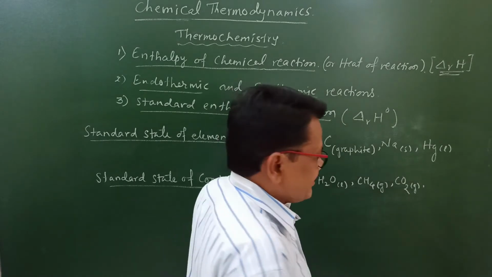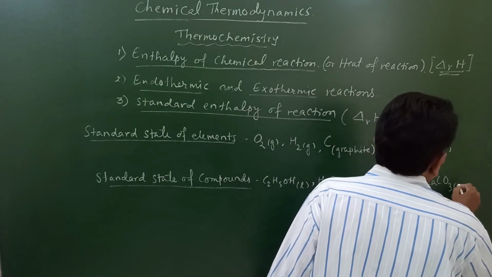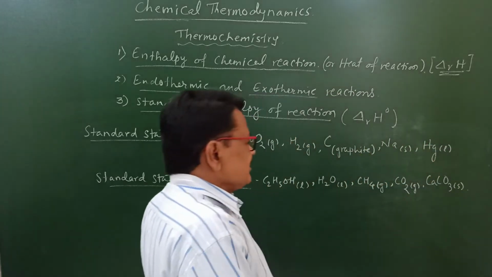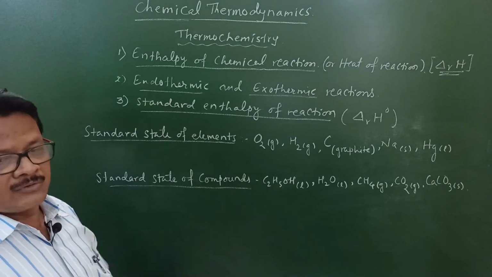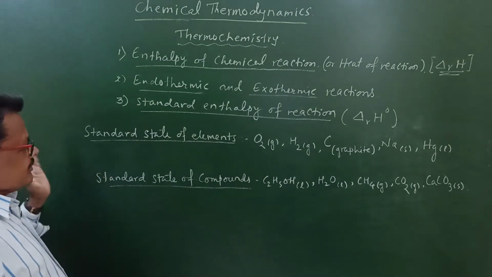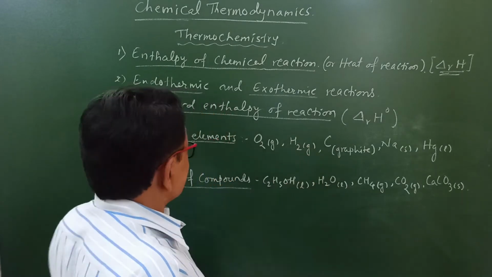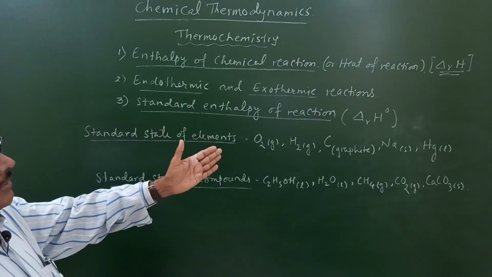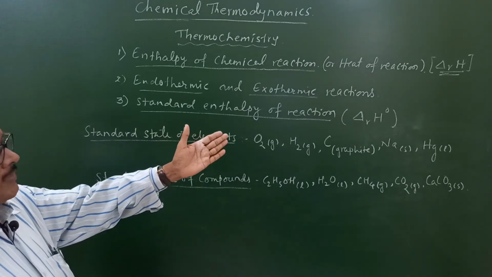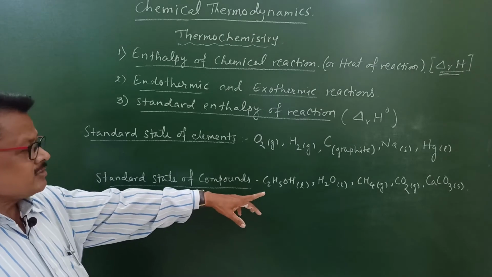Then calcium carbonate, CaCO3, compounds like CaCO3, are present in solid state. So these are the standard states of certain elements and compounds. In this manner, we have seen the standard states of the elements and the standard states of the compounds.